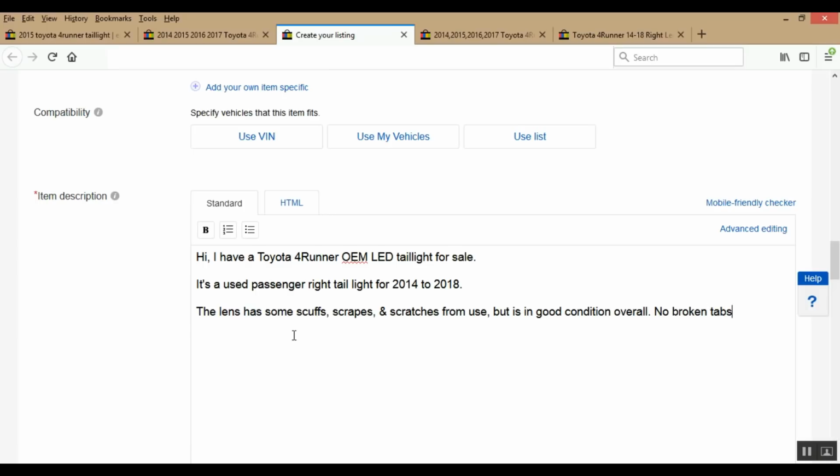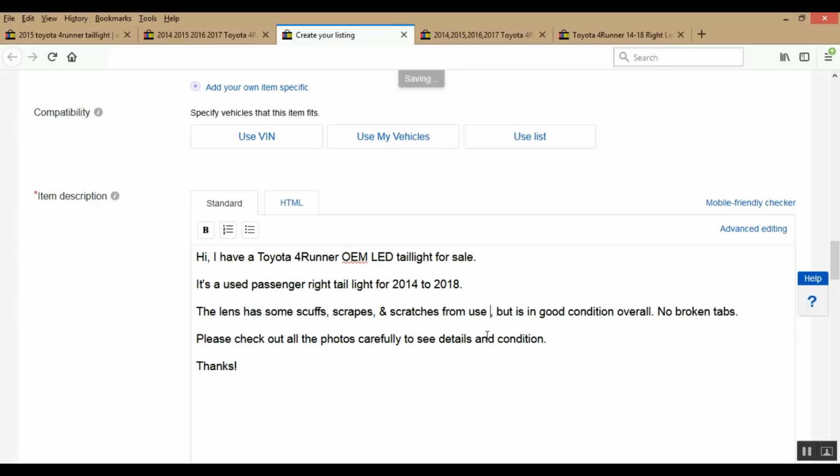Maybe some other people are probably comparing taillights and they see some have tabs broken and this one doesn't. I mean, that's pretty much it. And I'll add, please check out all the photos carefully to see details and condition. Thanks. All right.